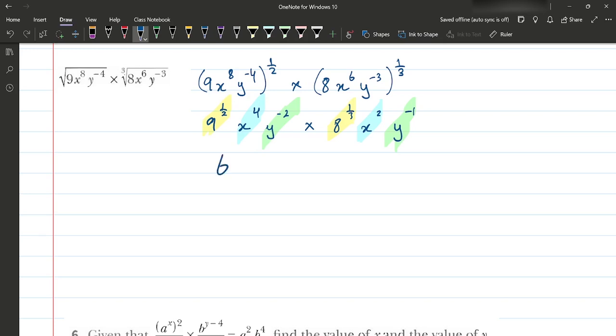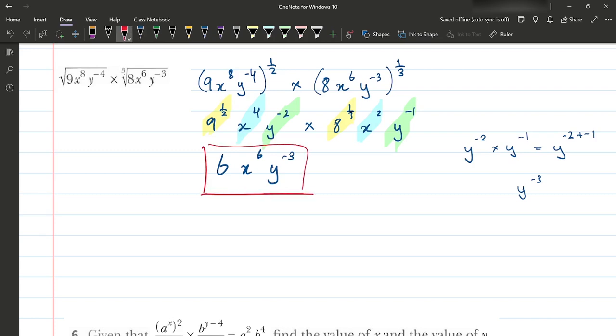And then x to the power 4 times x to the power 2 is x to the power 6. And then y to the power minus 2 times y to the power minus 1 will be y to the power minus 2 plus minus 1. So that will be y to the power minus 3. And that's all. That is a simplified form of that.